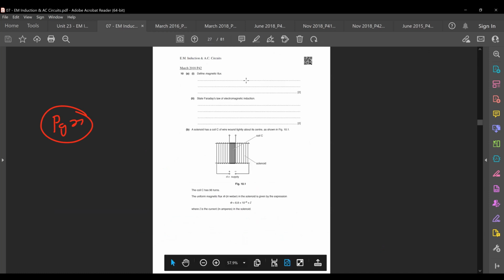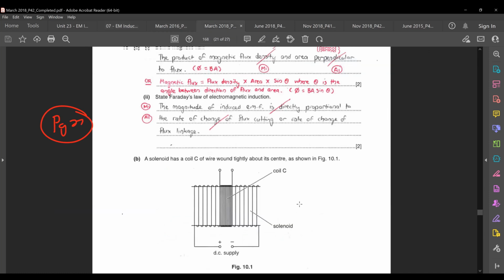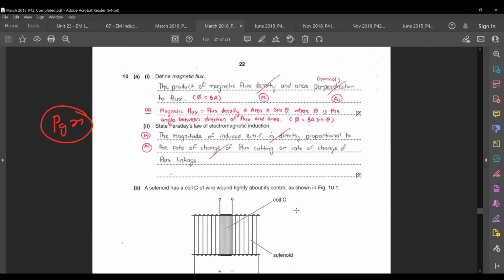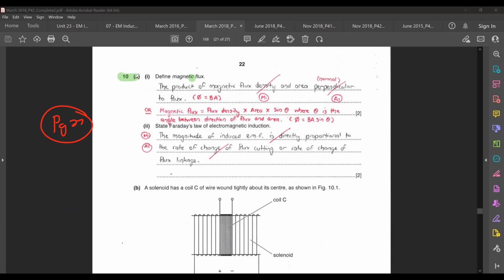This is March 18 P42. For the first part, define what is meant by magnetic flux. Magnetic flux, you know, is phi equals BA. So you say it's the product of magnetic flux density and area perpendicular to the flux. So you always need to make sure that you mention this. The flux must be perpendicular to the area.